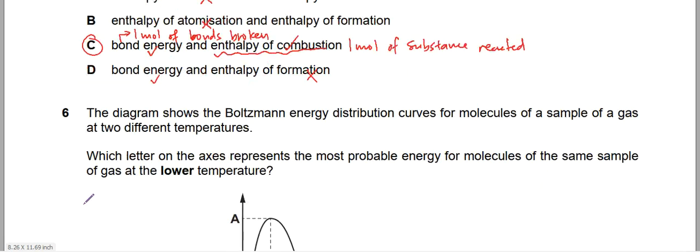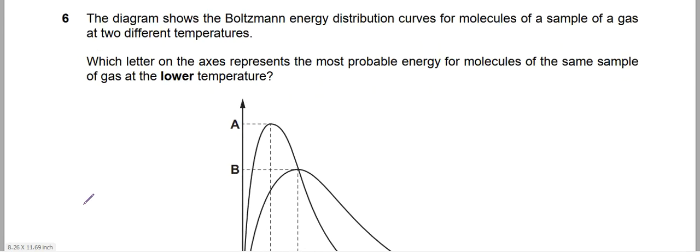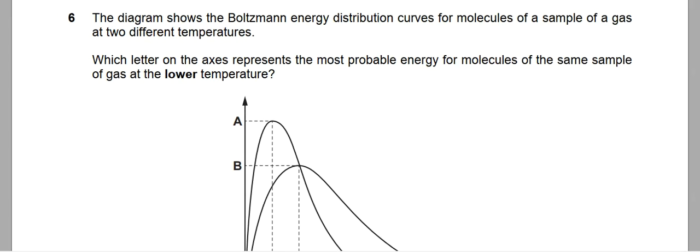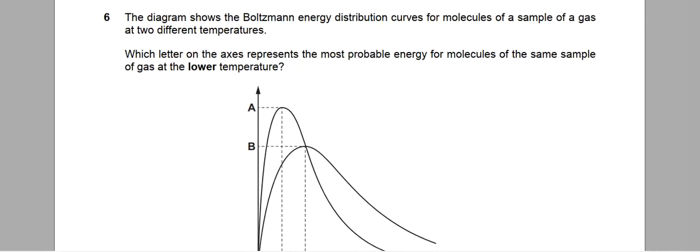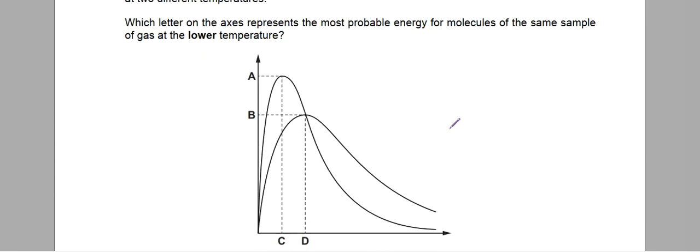Okay, take a look at this diagram here. Boltzmann energy distribution curves. Take a look here. Which letter on the axis represents the most probable energy for the molecules of the same sample of gas at a lower temperature?